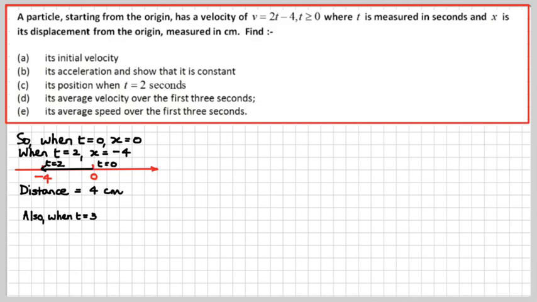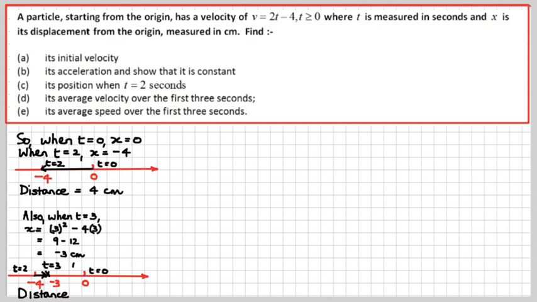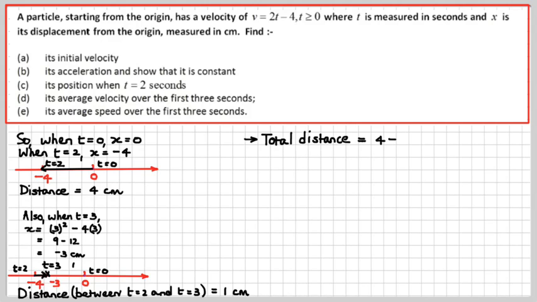Now we've got to see the second part of the journey. Working out x, it looks like it's minus 3 centimetres, so that's the position at the end of the third second. Here's your number line. I've shown it moving from minus 4 to minus 3 in that third second. So what's that distance? It's 1 centimetre. Therefore, the total distance travelled will be 4 from 0 to 2 seconds plus 1 from 2 to 3 seconds, which gets us 5 centimetres.